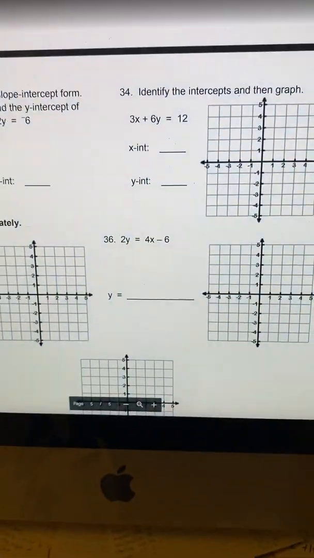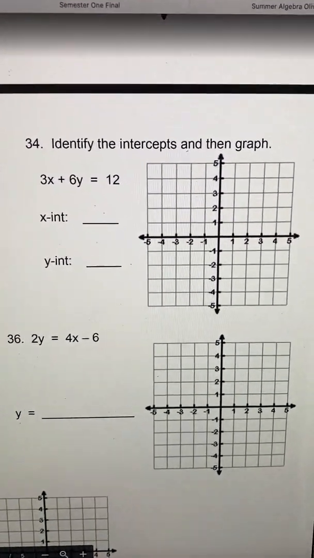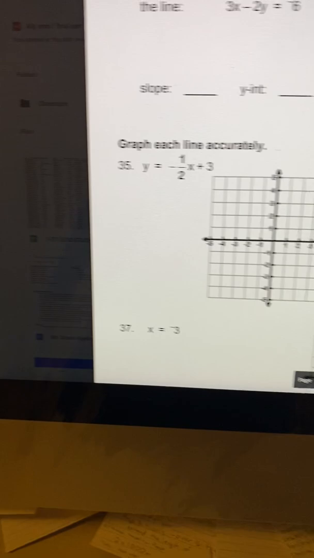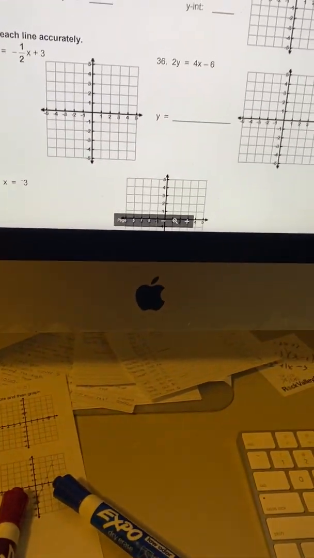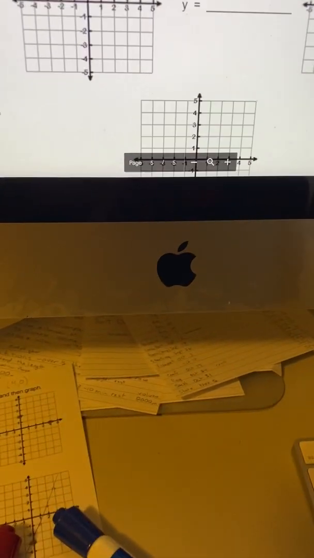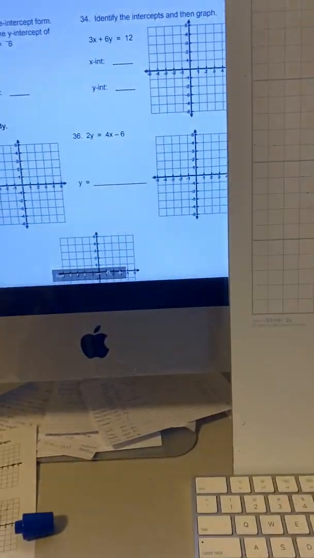Now, number 34. Identify the intercepts, then graph, okay? If it didn't say then graph, you could have just gone right into this problem, worked it out, and been done and found the intercepts. But it says then graph. That's where they get you. You've got to graph it at the end. So let's take a peek at it.